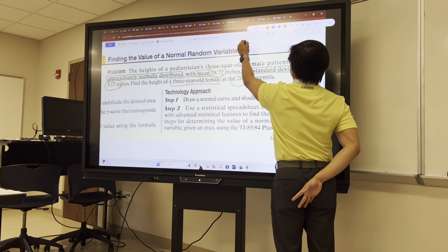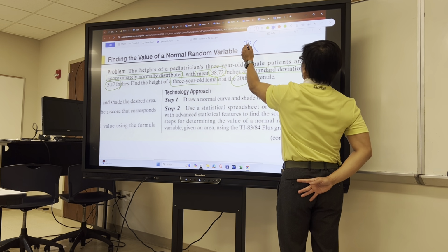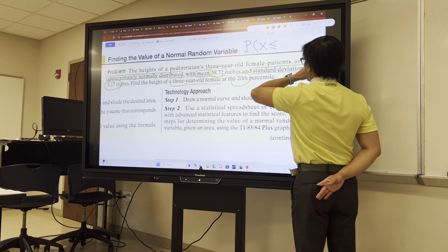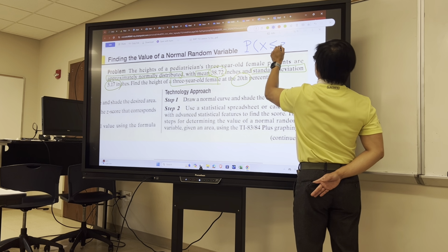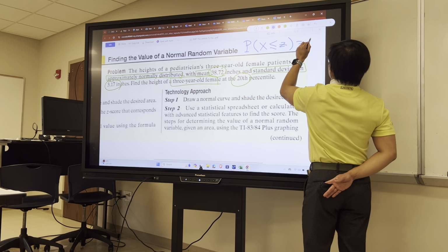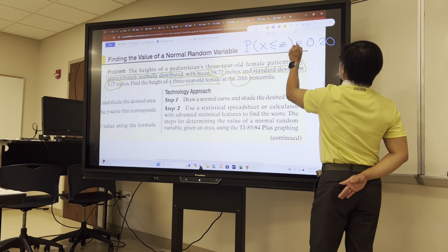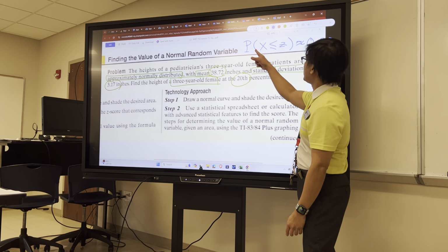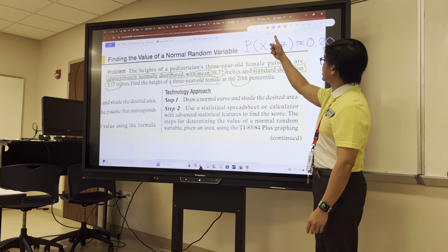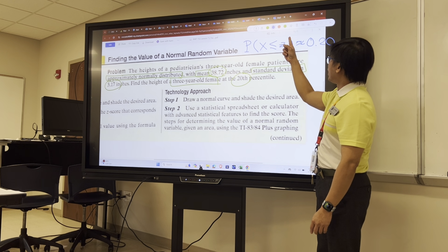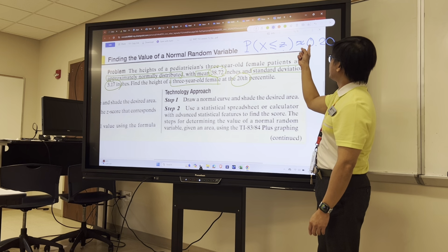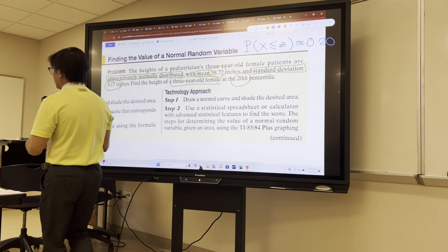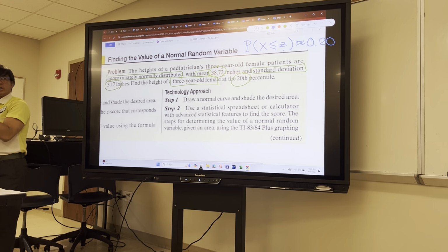So what will that be in terms of notation? Here it is. The P of X less than or equal to Z, okay, is how much? 0.2. Well, approximately 0.2. Okay, so that is what it means. That means the probability that the random variable height is less than Z, such that it will be 20%. Okay, there are 20% of people to the left of that one.